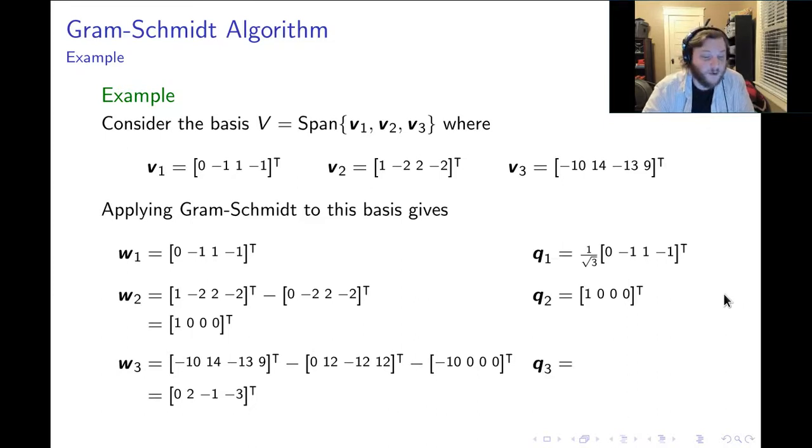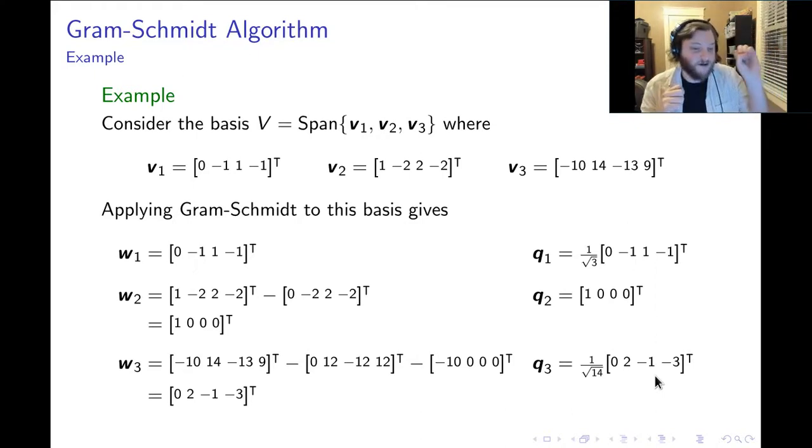What about Q3? Q3 is the normalization of W3. Here, W3 is 0, 2, negative 1, negative 3. So we'll have to take that vector and divide by its length. Its length should be the root of 0 squared plus 2 squared plus negative 1 squared plus negative 3 squared. So let's see here. That's 9 plus 4 plus 1. So that should be root 14. So we do take 1 over root 14, and then we multiply by 0, 2, negative 1, negative 3. And that gives our third Q. So after this process, we've now produced a mutually orthogonal basis of the vector space, W1, W2, W3, and we also have an orthonormal basis of this vector space, Q1, Q2, Q3.